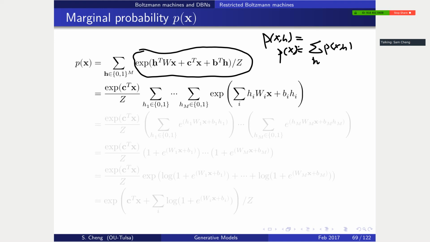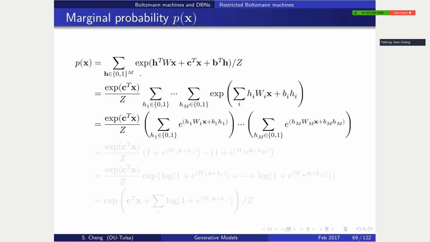So therefore, I have p(x) here, a sum over all the possible h. I can write it as a list of sums instead of just a single sum. And this term does not depend on h, so I pull it out. I have this one here, and then this sum of exponentials I can rewrite as a product of sums, basically. So it's a product of each of these terms here.